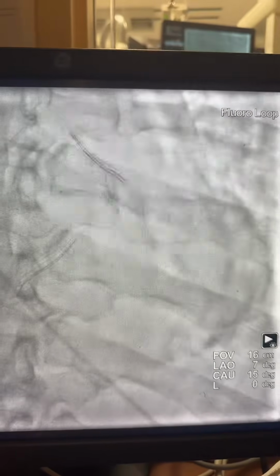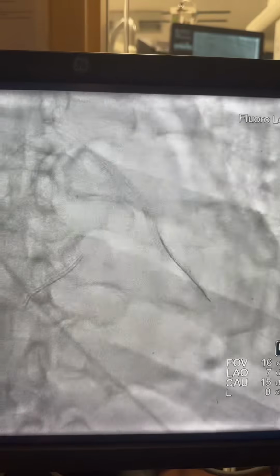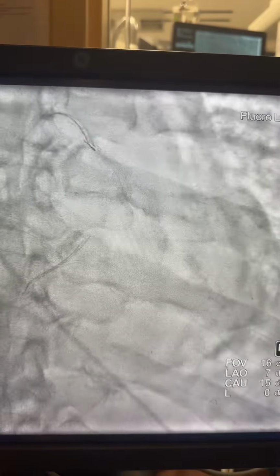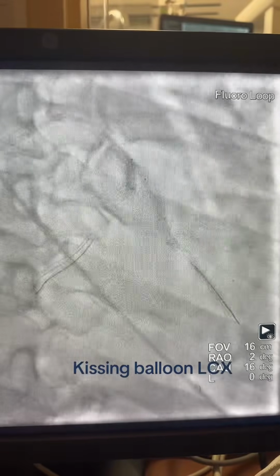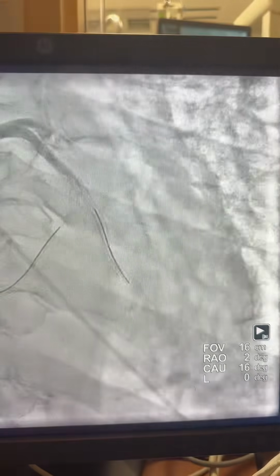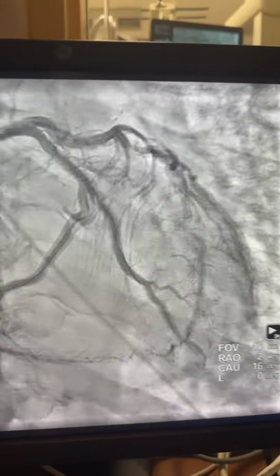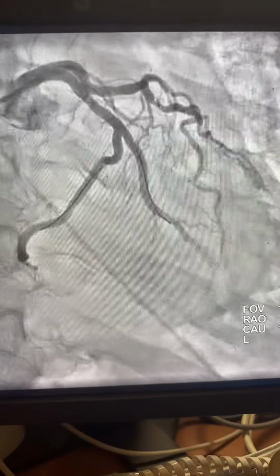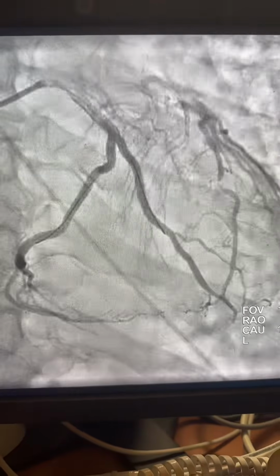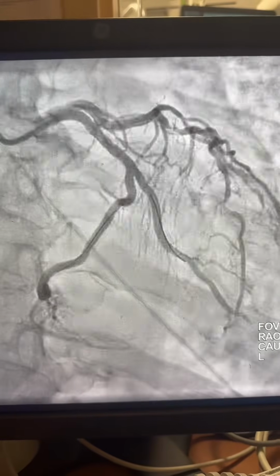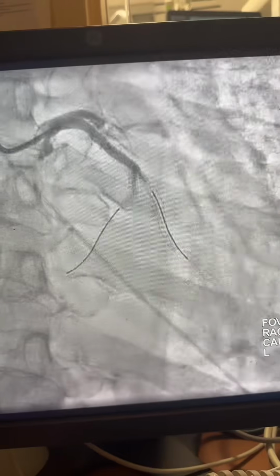Always start with buckling the wire so you avoid going through the struts here, and then correct the buckle and go through the struts as here. And here dilating each one separately at higher pressure, and then nominal pressure in the kissing balloon. And here is the final for the circ. You have very nice flow in those 2 big, huge circ systems.